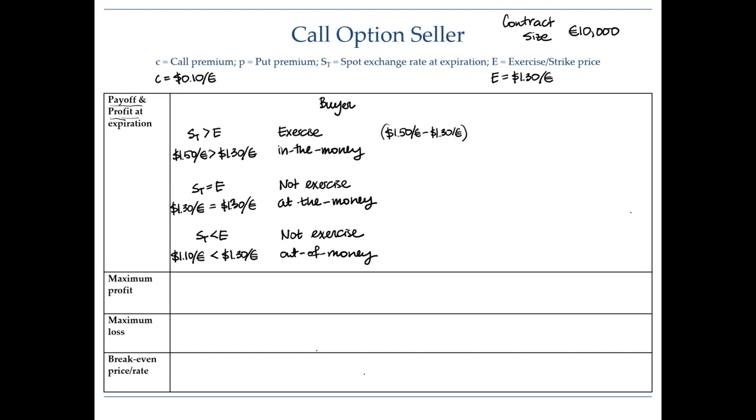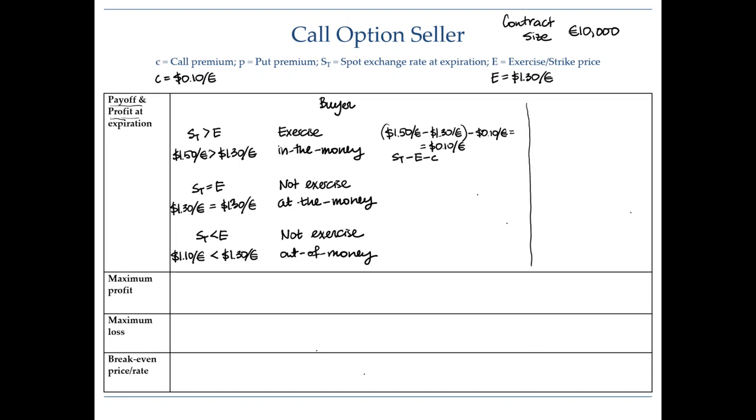In other words, the buyer could directly exercise this contract and get euros for $1.30, and they could just turn around and sell them on the spot market for $1.50 and make 20 cents per euro. Of course, you have to subtract the cost of the contract itself, which was 10 cents per euro, and this will give you a profit of 10 cents per euro for the buyer of this call option. The generic expression is the future spot rate minus the exercise rate minus the call premium. So this is for the buyer.